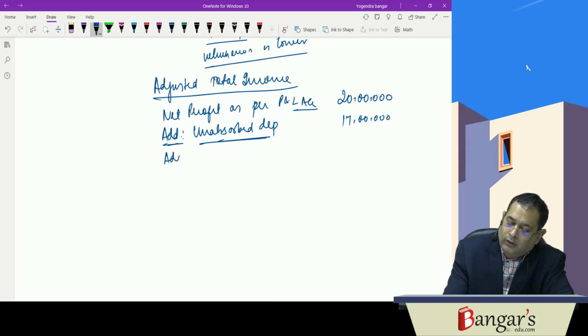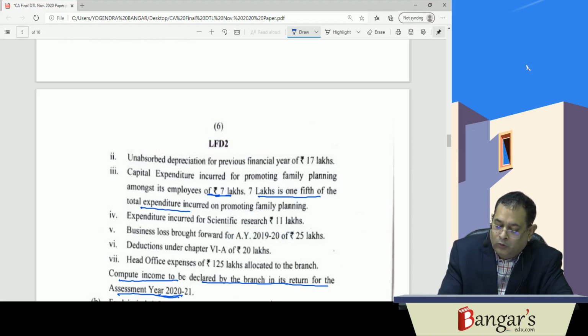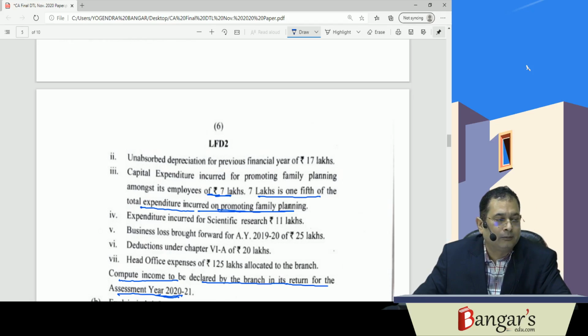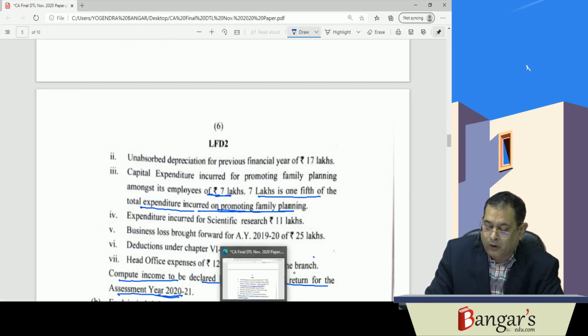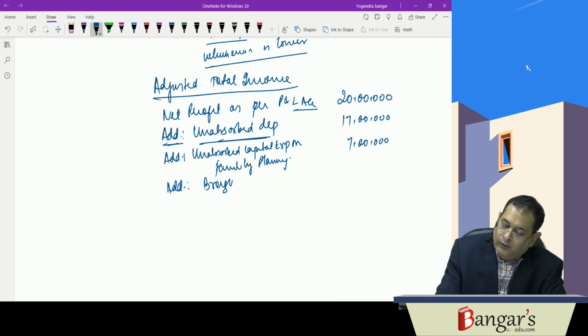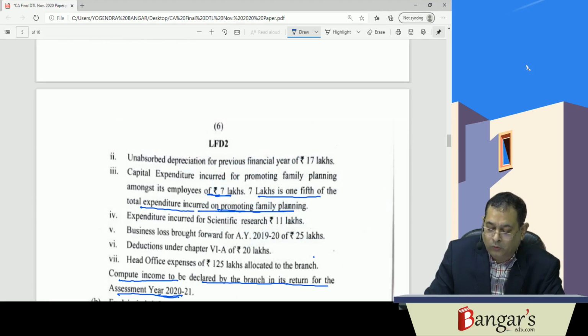Then they add capital expenditure on family planning. They say that capital expenditure incurred on promoting family planning amongst employees is 7 lakhs, which is 1/5 of the total expenditure incurred on promoting family planning. So this much has been claimed. This will be added back, 7 lakh rupees, which has been debited in the profit and loss account. Then we have to add the brought forward business loss, without adjustment of the brought forward losses. How much is it? 25 lakhs. And we also have to add deductions under Chapter 6A.